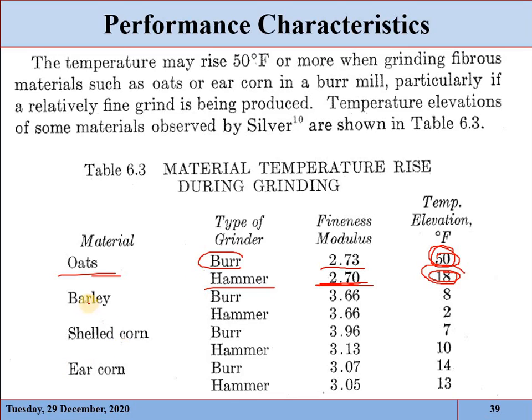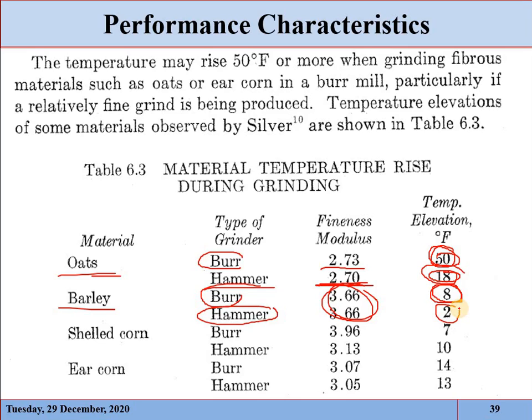Similarly, barley, if you are reducing it with the burr mill or with the hammer mill up to this much reduction. The fineness modulus shows the fineness of the product, that is, how much you are reducing the size. Here you can see that the temperature at the burr mill will be increased more as compared to the hammer mill.